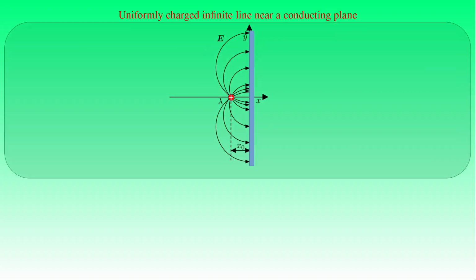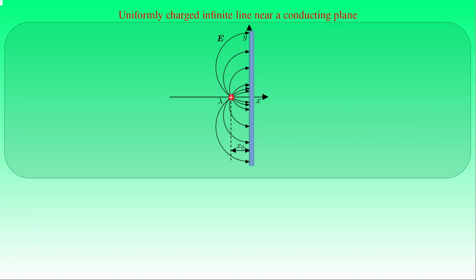If we consider the electric field due to a uniformly charged infinite line of charge density lambda at the distance x naught from a conducting plane, then we find the following. The electric field lines emanate from the positive electric charge distributed along the infinite line and terminate at the induced negative charge distributed over the infinite conducting plane. For an electric conductor, these field lines are perpendicular to the planar surface at which they terminate while pointing in the direction opposite of the surface normal.